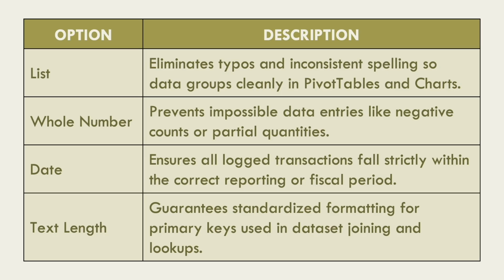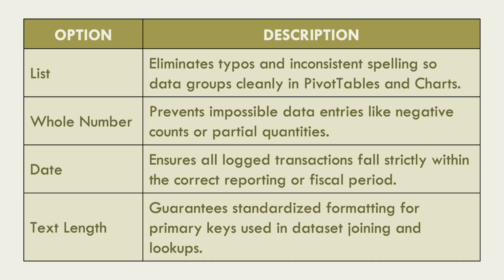The second option is whole number. This allows us to restrict a cell so that only whole numbers can be entered, based on the rules that we set. This is useful for preventing impossible entries such as a negative count or partial quantities when the data should only contain whole numbers. For example, if we are recording the number of students in a class, entering 25.5 students would not make sense.